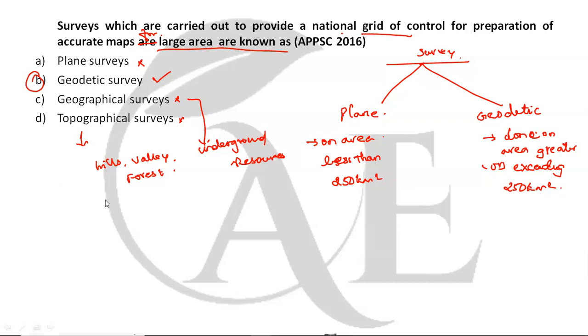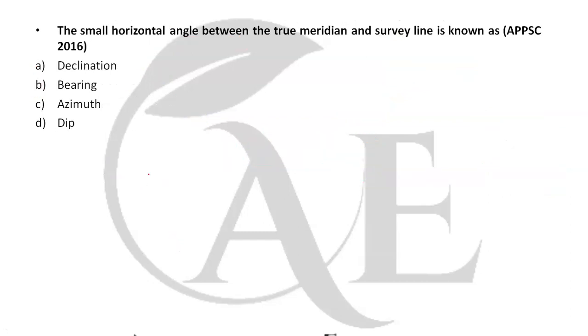Next question. The horizontal angle between the true meridian and the survey line is known as azimuth. So option C. Understand that the true meridian is also known as the geographic meridian.